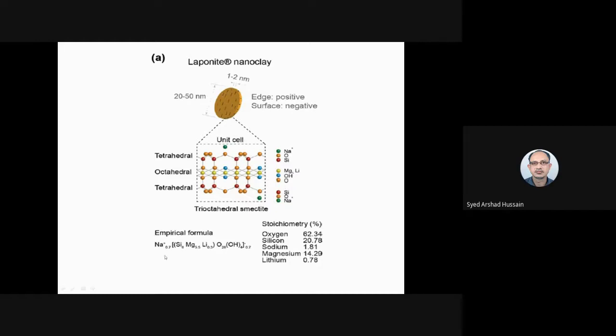So this is the chemical structure. This is the laponite, and this is circular in shape, and the diameter is of the order of 20 to 50 nanometers, and you see the thickness is 1 to 2 nanometers. So this is laponite clay.